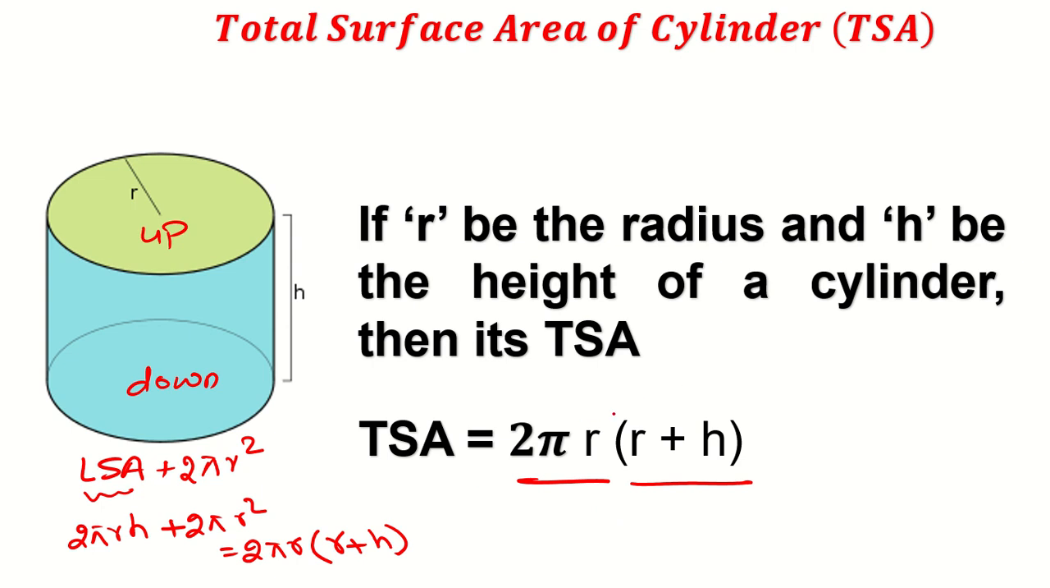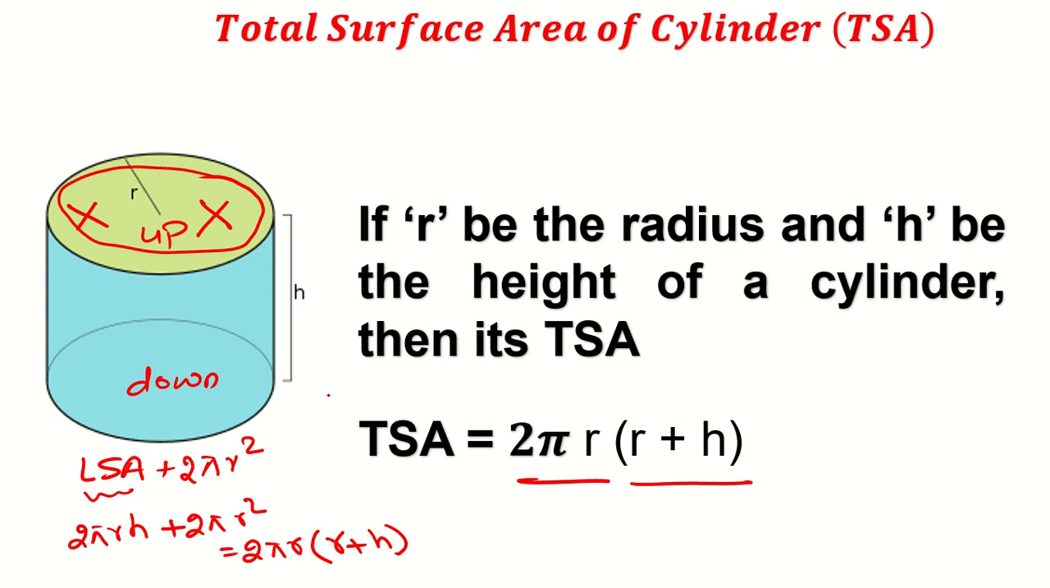Okay, make sure that you are reading the questions carefully, because sometimes they can say that a cylindrical box is there without top, means this surface is not there. So you will not consider this area. Yes, so that depends on the question also, on what information they have given to us. And accordingly you will apply the formula.